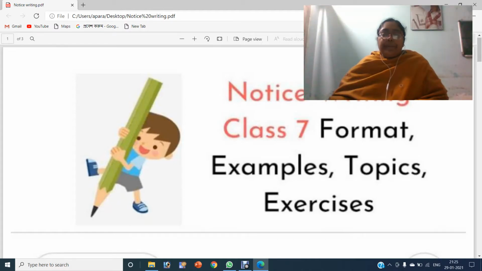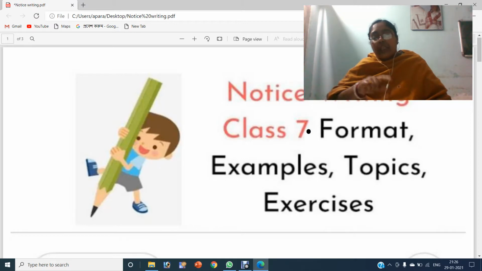Good morning, children. Today we are starting notice writing from your syllabus. Now just see what we are going to write. What are we going to follow when we write down a notice? First of all, we have to follow the format of a notice. The format which you have to maintain in order to write down a notice. I will be explaining all that format.